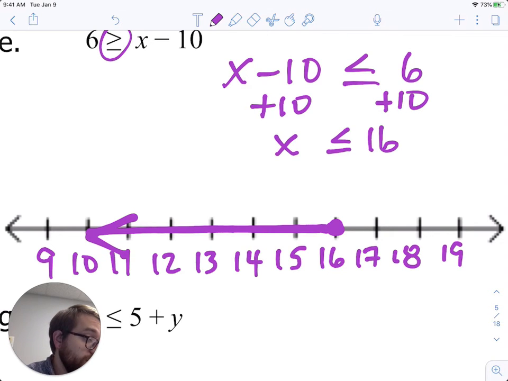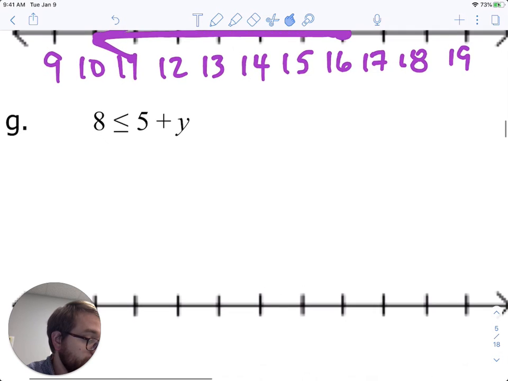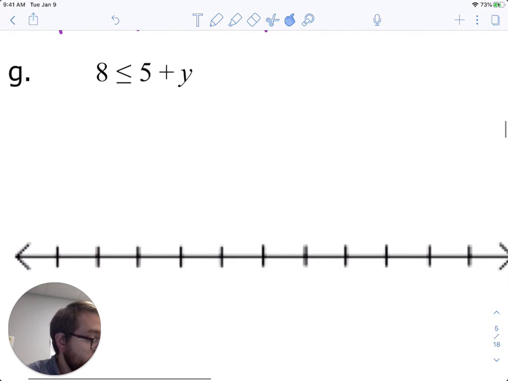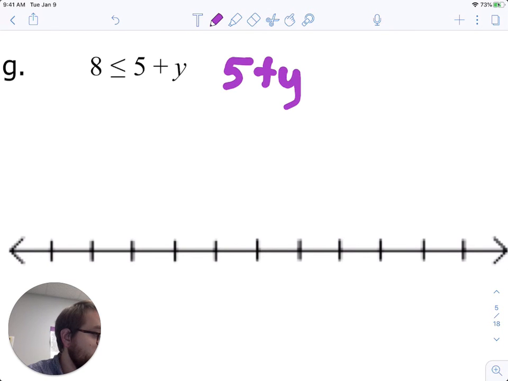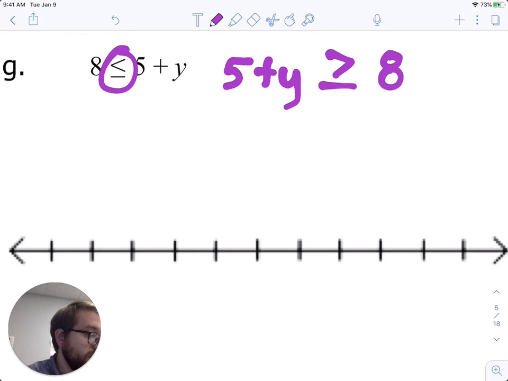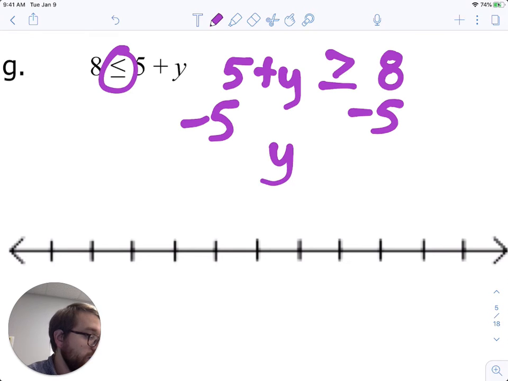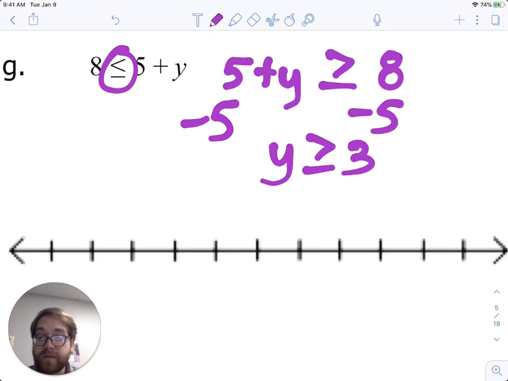Let's do one more. So G says 8 is less than or equal to 5 plus y. Okay? 8 is less than or equal to 5 plus y. So to do the same thing, I can flip things around. Put 8 over here. But I also have to flip my sign. It said less than or equal to, so I change it to greater than or equal to. I'm going to solve for y, so I subtract 5. Remember, that's the opposite of positive 5. So y is greater than or equal to positive 3. So that's our solution, and we're going to put that onto the number line.